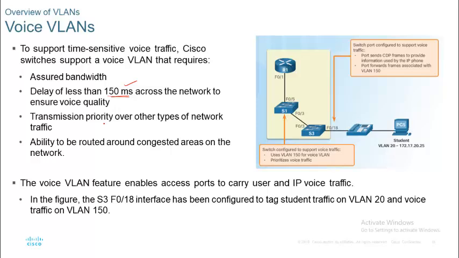Yeah. So you can make use of the access port itself. You don't need to configure a trunk port. You can go to access port and say the data traffic is in one VLAN, voice traffic in another. It is possible to configure this.